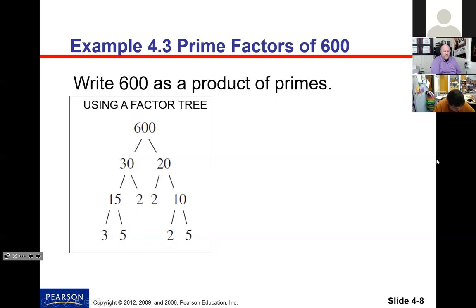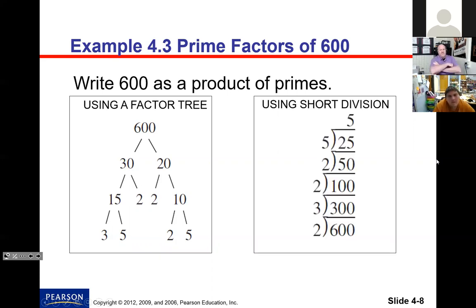You can also use what's called short division. And this is kind of cool. Basically, short division is just division in your head. So you would take this, start at the bottom. You try 2, right? 2 goes into 600, 300 times. And then 3 into 300 goes 100 times. And then 2 into 100, 50. 2 into 50, 25. And then 5 into 25 is 5. And if you look, 5, 5, 2, 2, 3, 2. The same as doing it with the factor tree. It's called short division, but you work up instead of down.